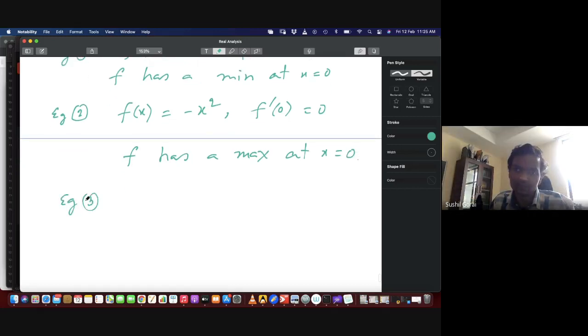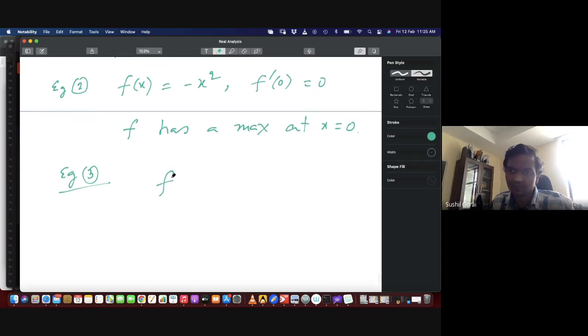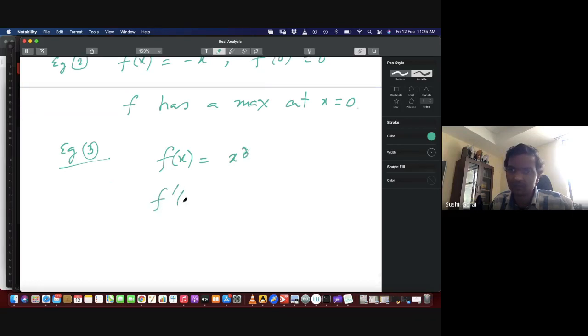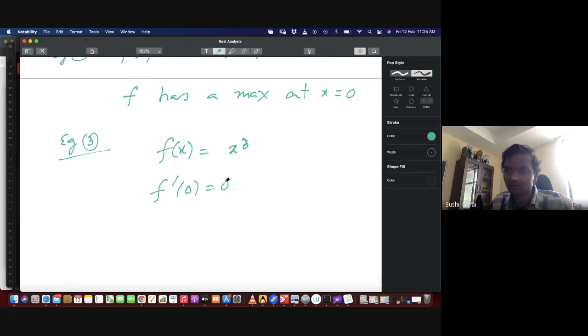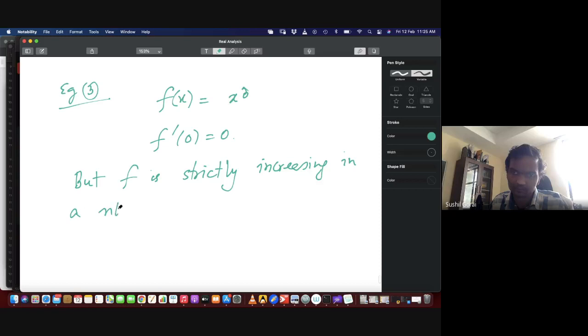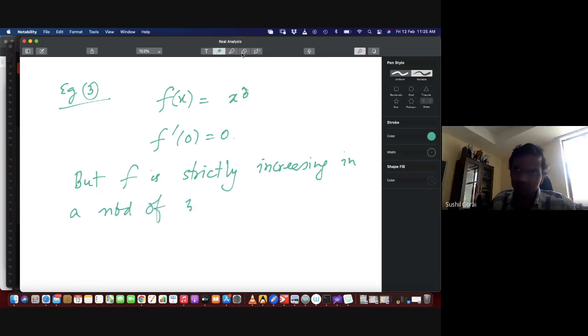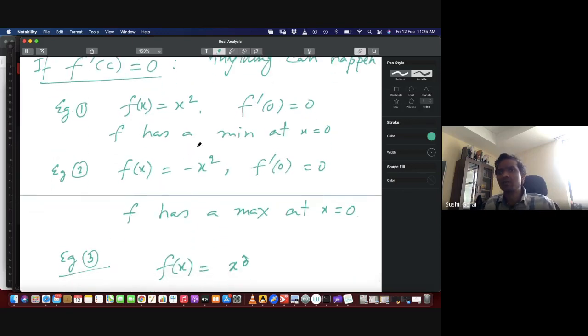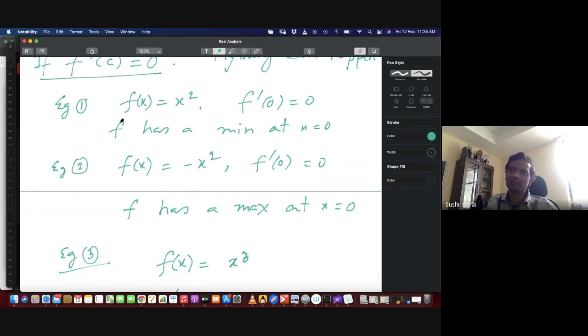Example 3, f(x) equal to x cubed. f'(0) is 0, but f is strictly increasing in a neighborhood of 0. So in the earlier cases, it is neither decreasing nor increasing.